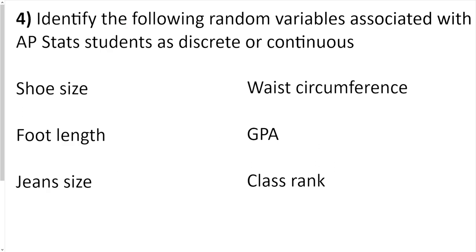Let's identify the following random variables associated with AP Stats as discrete or continuous. The first one I have is shoe size. Well, that would be discrete. I just said that. That is discrete because it cannot have all the in-betweens. You can have 7, you can have 7.5, you have 8, and so on. But you can't have like 7.3. There's no continual numbers there. Whereas foot length, which goes with shoe size, you can have any foot length. You could have 7.425 inches of feet, so that is continuous.